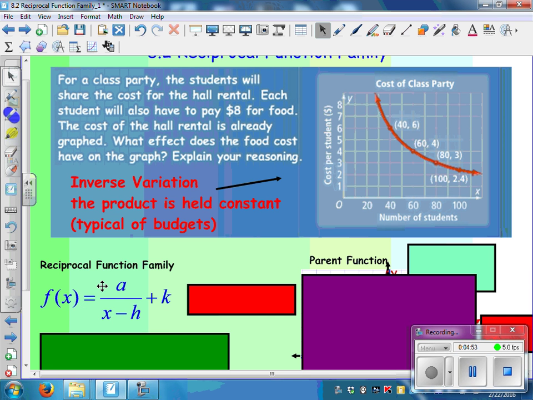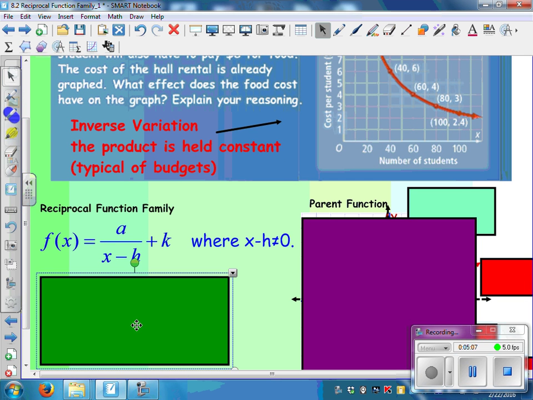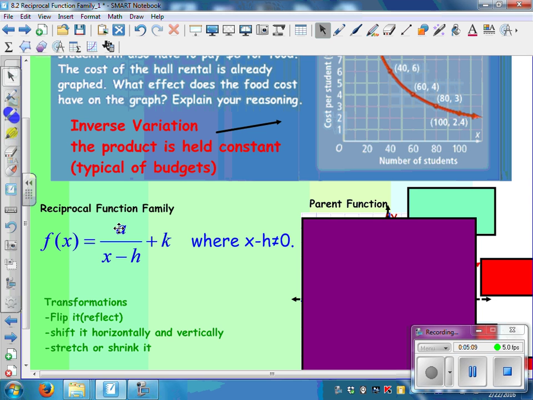Any function f of x in this family is written as a over x minus h plus k, where x minus h cannot equal 0 because it would be undefined at that particular value. You have transformations occurring with this function. If a were negative, the function would flip over. The h indicates a horizontal shift, and k, a vertical shift. If the a value is less than 1, you will get a shrink, and if it's greater than 1, you'll get a stretch. The parent function of the reciprocal or inverse function family is f of x equals 1 over x.